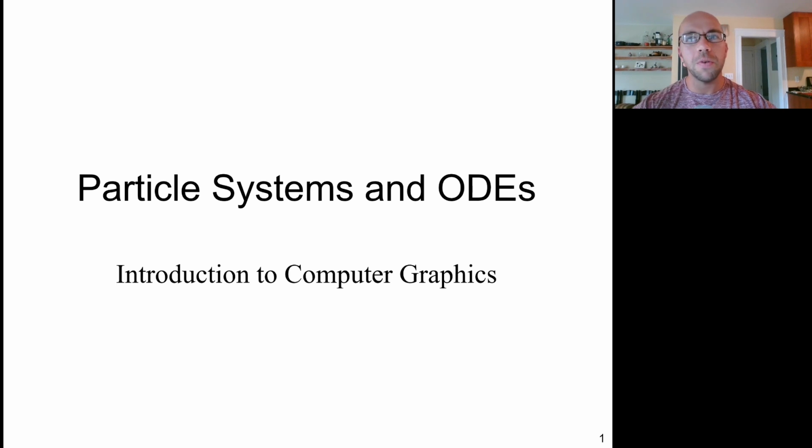Today we're going to continue our discussion of computer animation by talking about particle systems and ordinary differential equations. Essentially, in this part of our course, we're going to be talking about how to incorporate physical, or at least physically plausible motion into animated content, largely for the kind of secondary things that you see in the scenes, special effects, and those sorts of things.